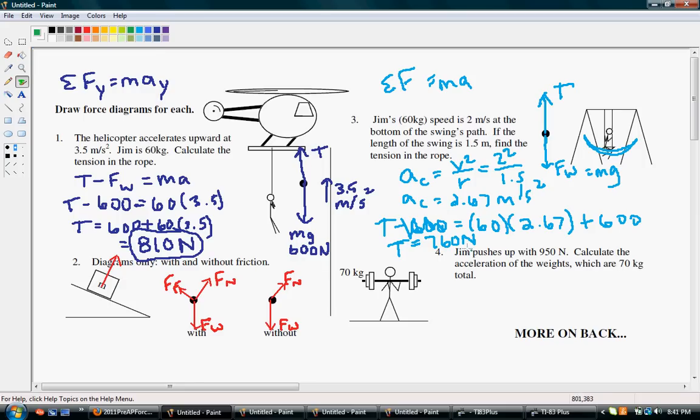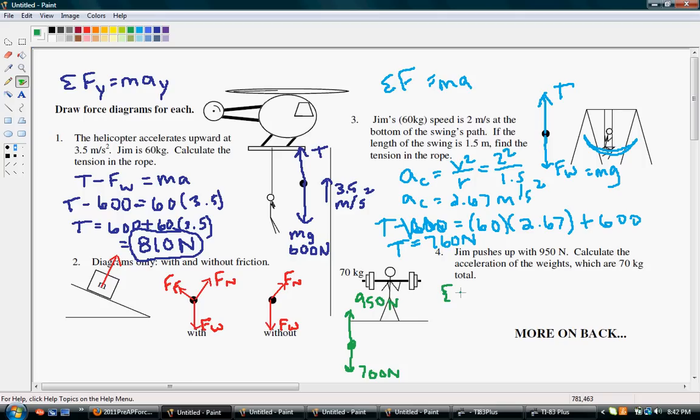Alright. Number 4. Jim pushes up with 950 newtons. Calculate the acceleration of the weights, which are 70 kilograms total. When we draw a force body diagram, we are drawing it for the weights because we want to know the acceleration of the weights. The weights have a force of weight, which is mass times gravity, so 700 newtons, 70 times 10. But also, Jim is applying a force upward, some kind of applied force, that is 950 newtons. Those are the only forces acting on the weights.